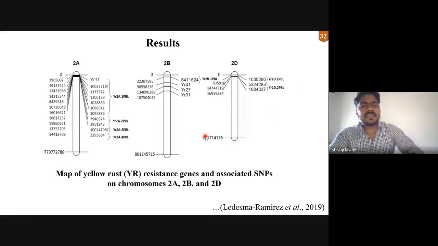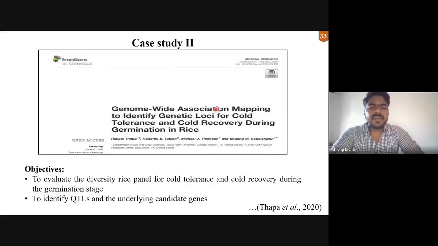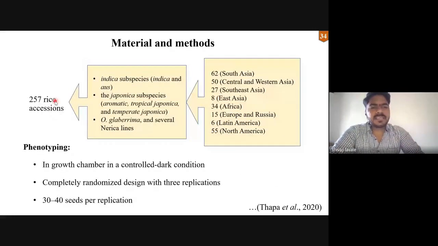Another case study: genome-wide association mapping to identify genetic loci for cold tolerance and cold recovery during germination in rice. Material used was 257 rice accessions, which were collected from different subspecies and from different parts of the world. The phenotyping was done in a growth chamber in controlled dark condition. CRD was used in 3 replications, where 30 to 40 seeds were used per replication.